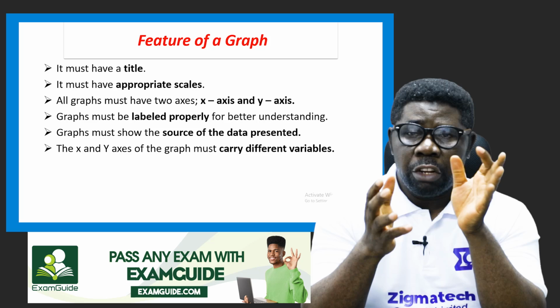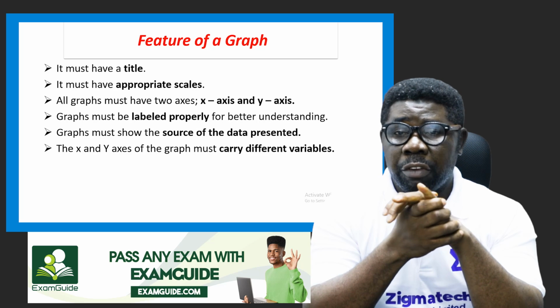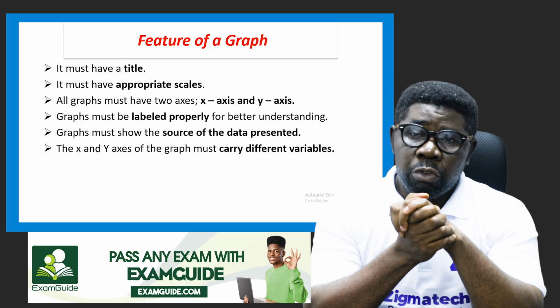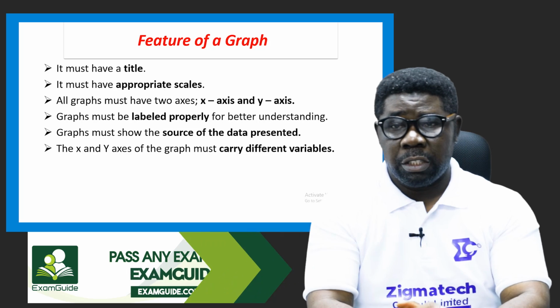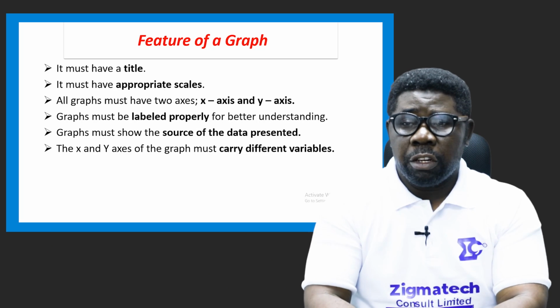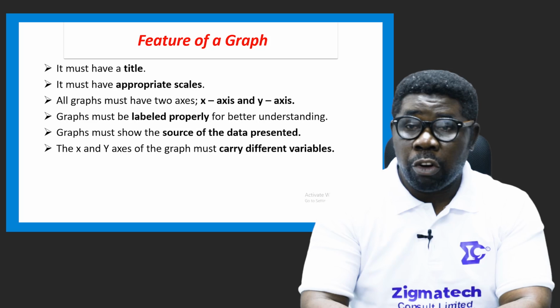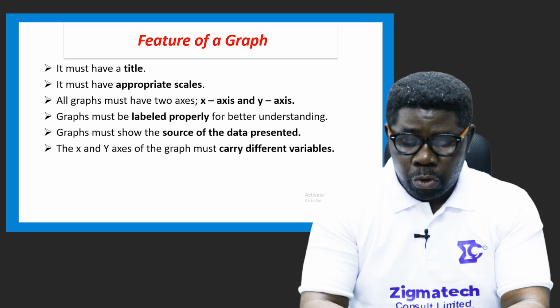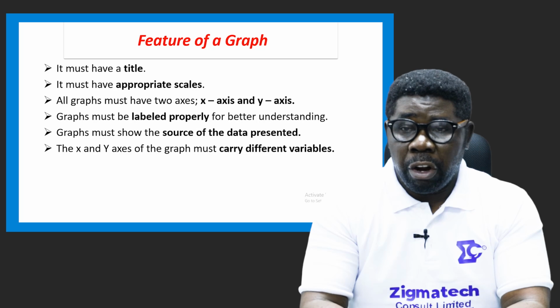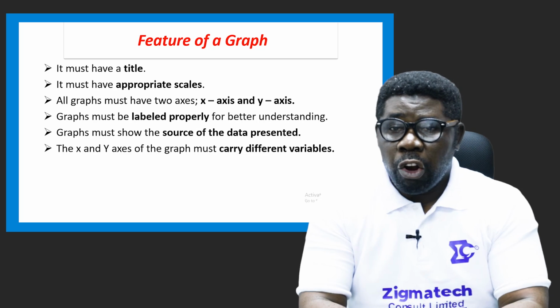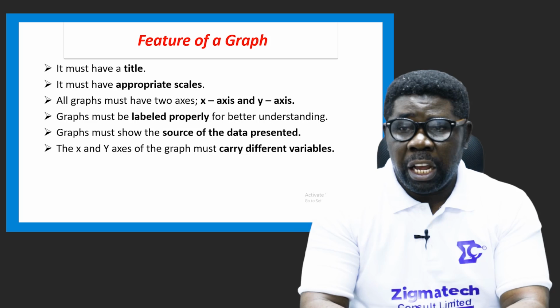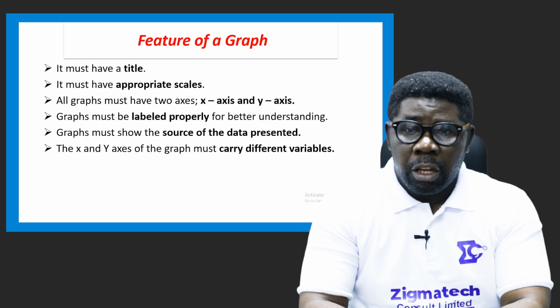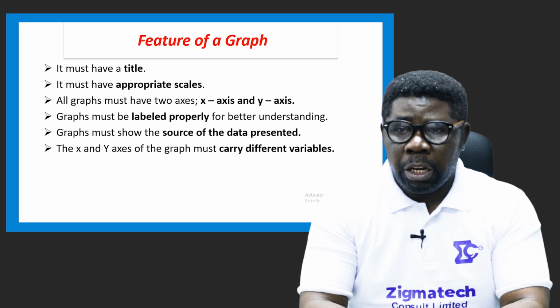Features of a graph include the following. It must have a title, just like a table must have a title, of course, to know exactly what the graph is representing. It must have appropriate scales, because when you put that in a graph sheet, you must tell us exactly how you have been able to measure out what you are using on the graph, okay? All graphs must have two axes, which is the x-axis and y-axis, okay?